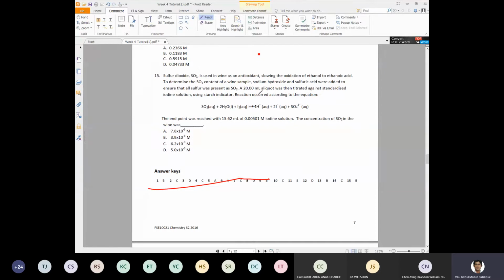To determine the sulfur dioxide content in the wine, another type of titration was done, and iodine solution was used with an indicator. From there also we find the concentration in number of moles. It is a 1:1 reaction, so if we find the number of moles of iodine, we will find the number of moles of sulfur dioxide in the sample as well.